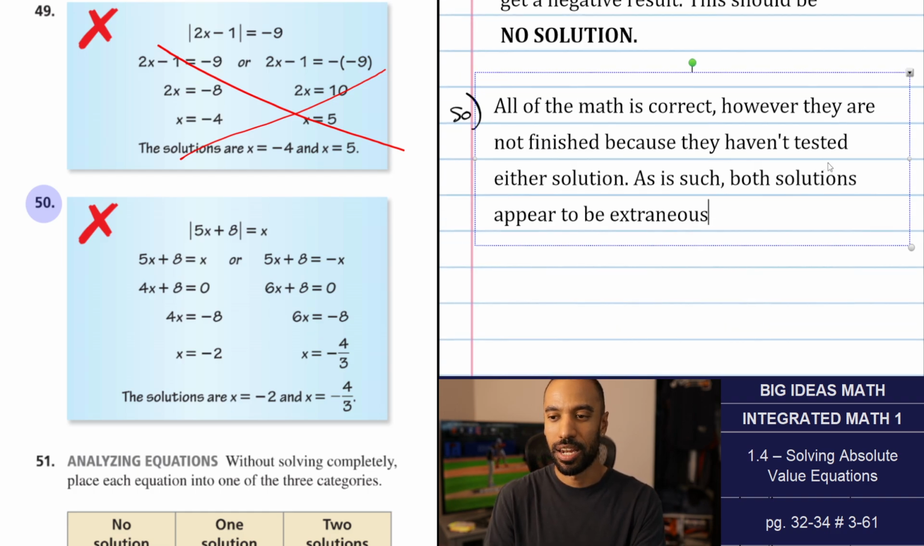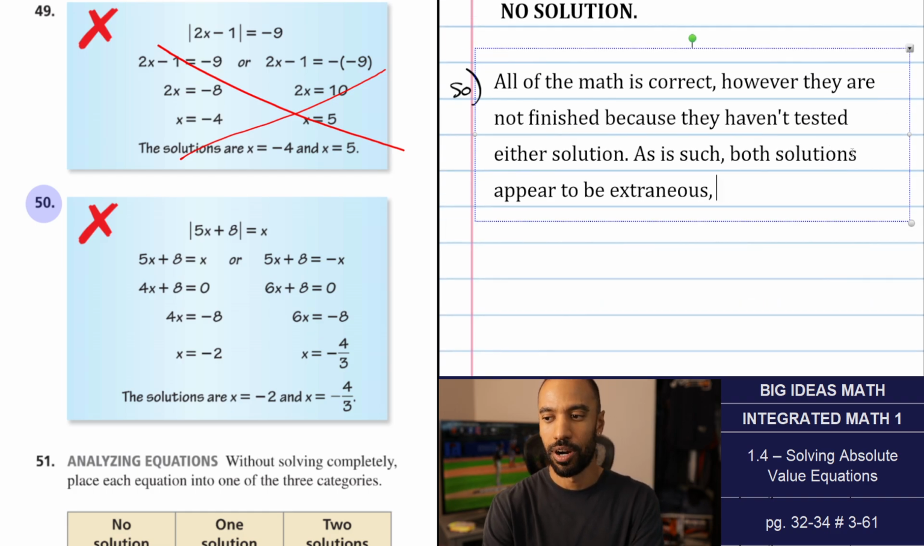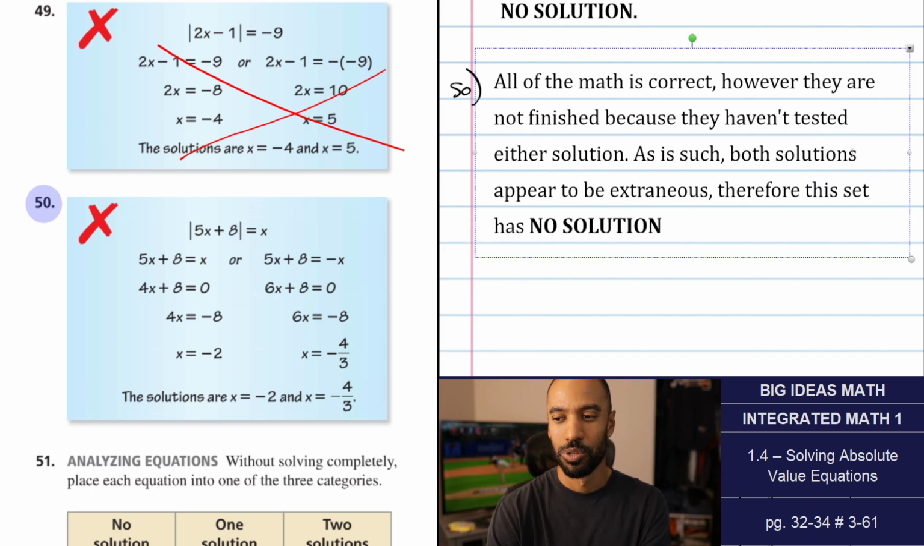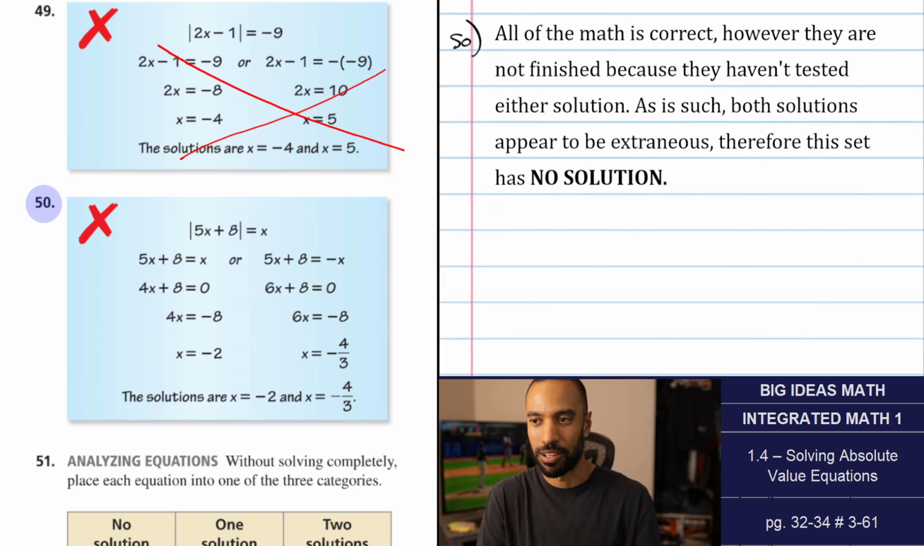Right? No matter what I plug in, I can't get those negatives out. Therefore, this set has no solution. I love it. We have two different no solution cases for error analysis, and that's our first time seeing two extraneous solutions. Neither work.